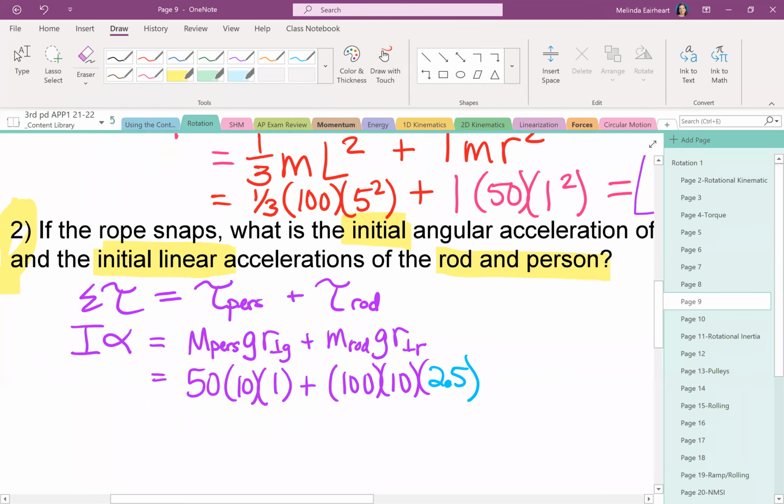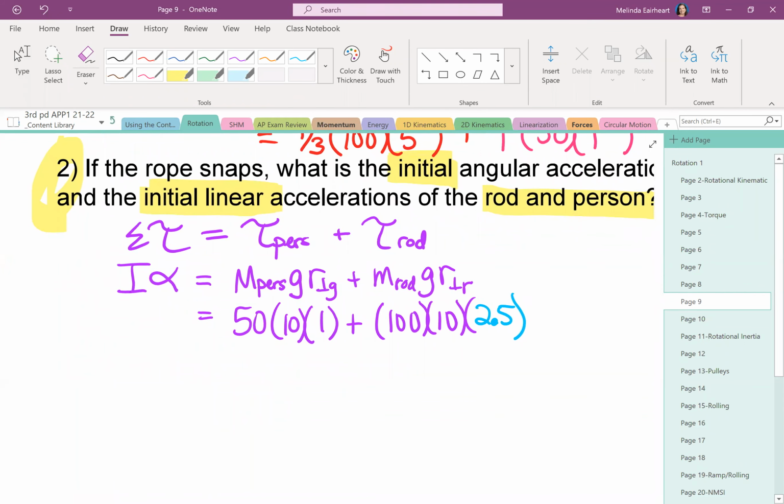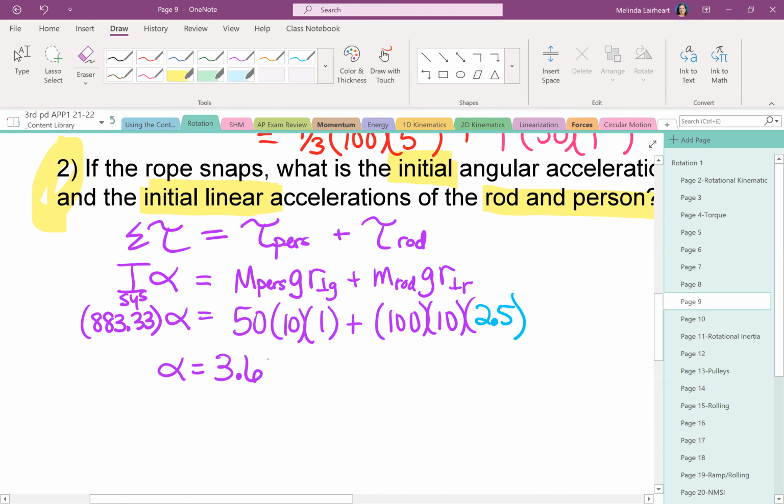What about I alpha? Well, I is for the system. So that's why they asked us part 1. If we hadn't done part 1, we'd have to find the inertia of the system. And so that's that, 883.33. I believe someone can calculate and tell me I'm wrong. It's okay, but I think last period we got 3.6. Someone calculate, let me know.